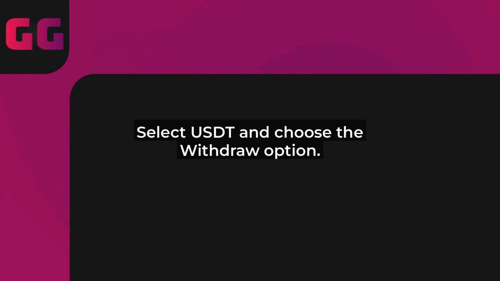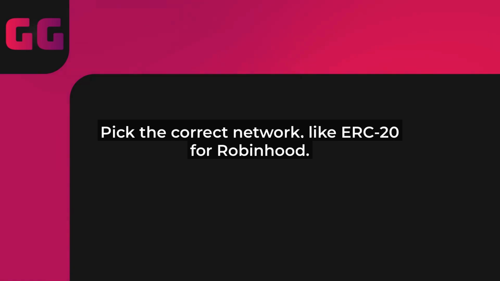You'll be prompted to choose the network for your withdrawal. USDT can be on networks like Tron, Ethereum, or BNB Smart Chain, so pick the one that matches your Robinhood wallet to avoid any issues or extra fees. Robinhood typically supports ERC20 for USDT, so go with that if possible.